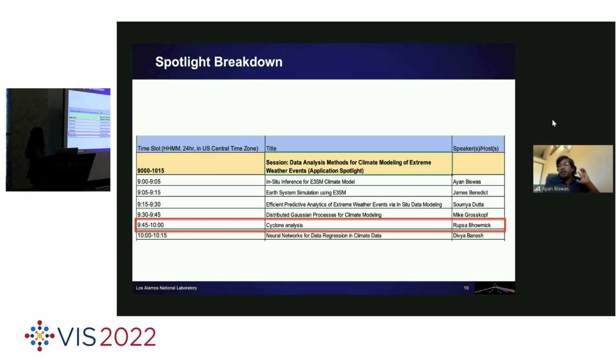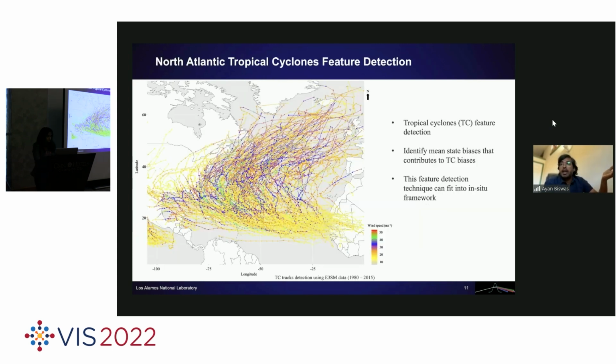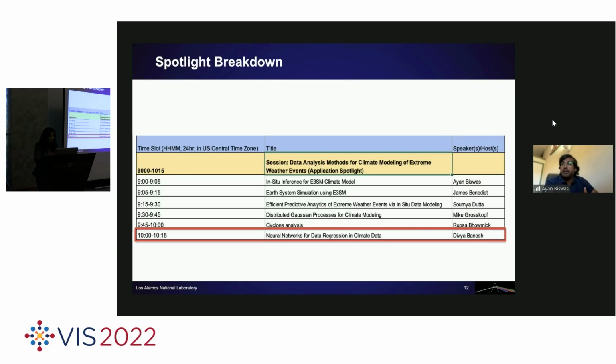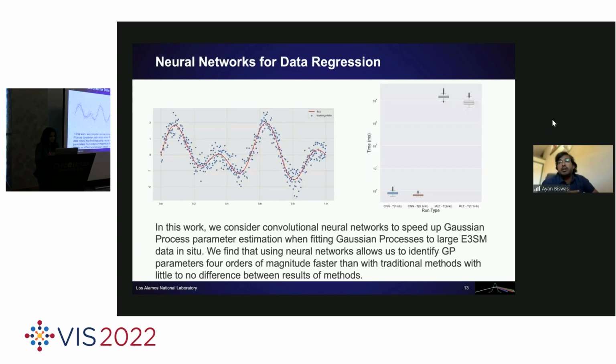Next up will be Ruksha Bhaumik. She will talk about cyclone analysis. And finally, Divya, you already have met Divya. She will talk about neural networks and how they can help in regression for Gaussian process parameter estimation, and how, using synthetic data as training, that can be applied to real data where you can get orders of magnitude speed up.